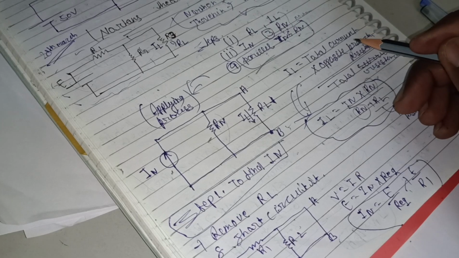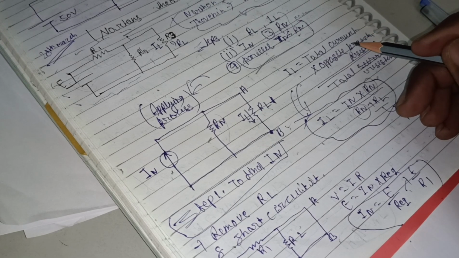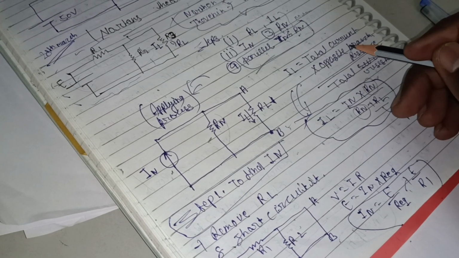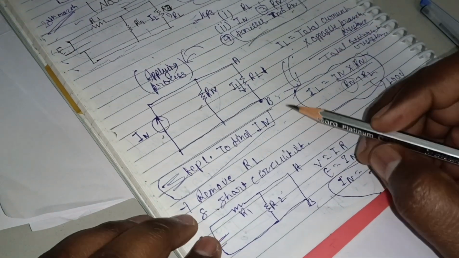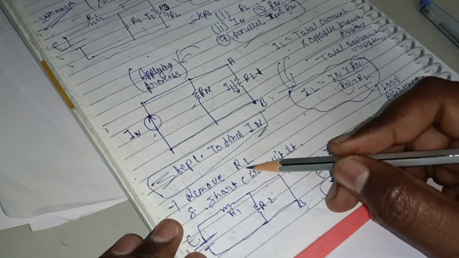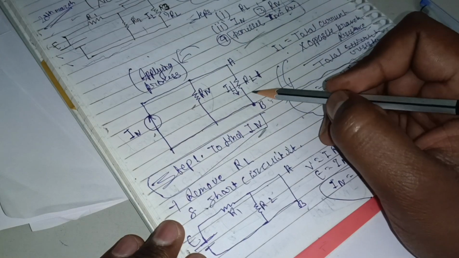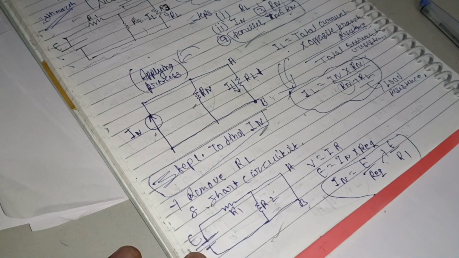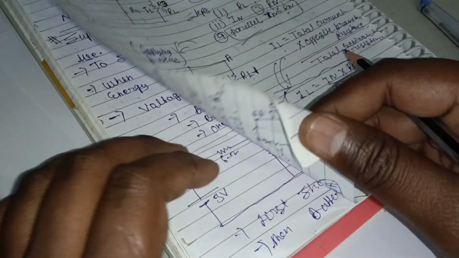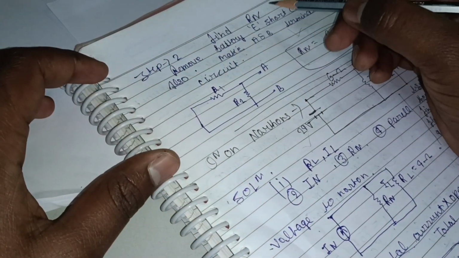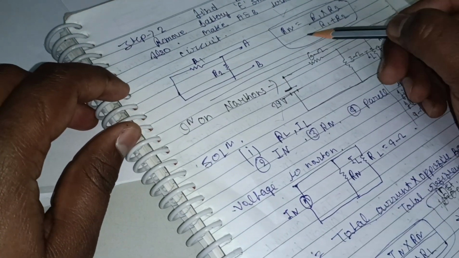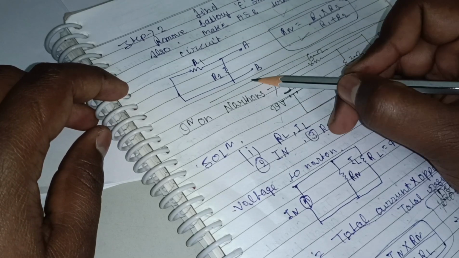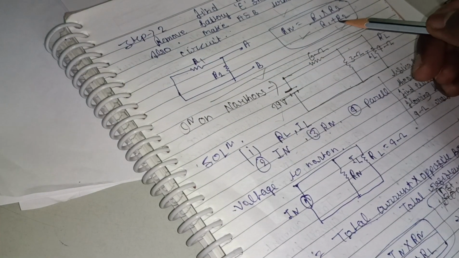So what we do for this is, step 1, to find IN. For this we remove RL. After removing it, this will be a simple circuit, and we can simply apply Ohm's law to find it. And then we will simply short circuit it, then simply we will find it.